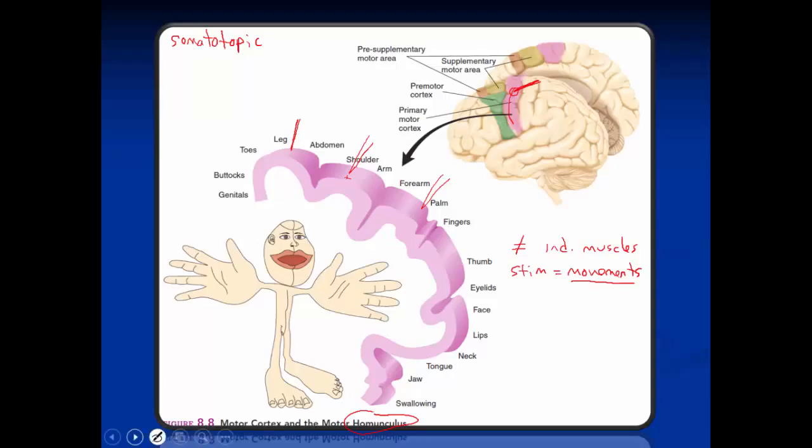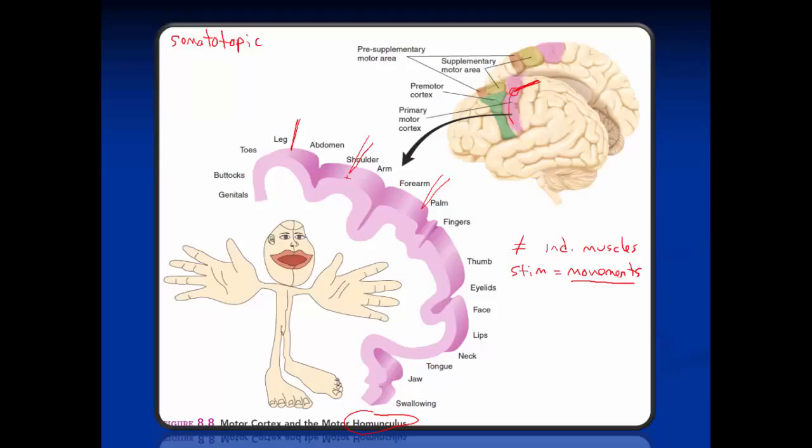Now, when we want to initiate a movement, ultimately, we're going to stimulate the primary motor cortex, and that is going to send signals through several different pathways down into the spinal cord where the muscles are controlled. Do not worry about memorizing those pathways. I just want you to know that it starts with the primary motor cortex.